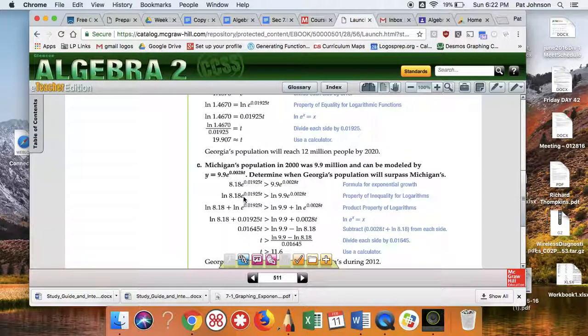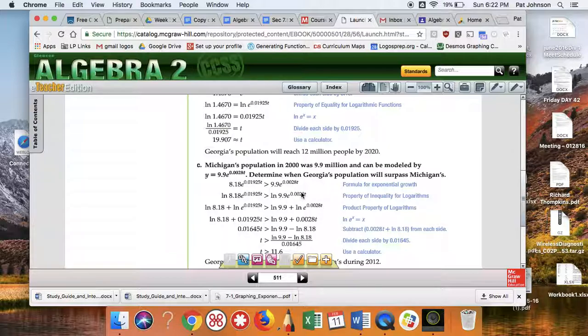So again, we take the natural log of both sides. Now, what do we have? Look at our argument here. It's really important to understand. This is why I said you've got to know what the argument is. The argument is 8.18 times e to this power. This argument is 9.9 times e to that power.